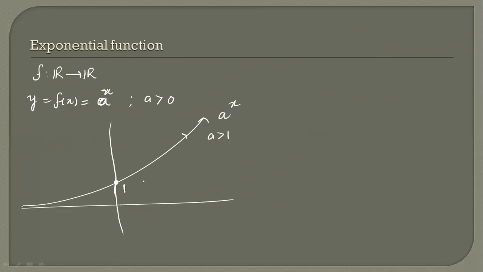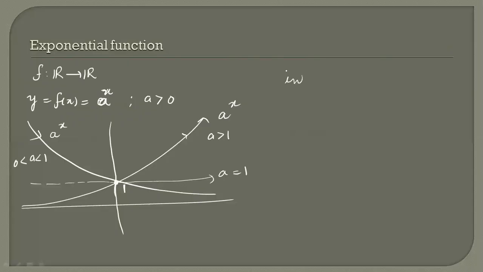Here you will get 1. If a is not greater than 1, it is also an a to the power x graph, when a is between 0 and 1. If a equals 1, then you will get a constant function. So this is the graph of a to the power x.